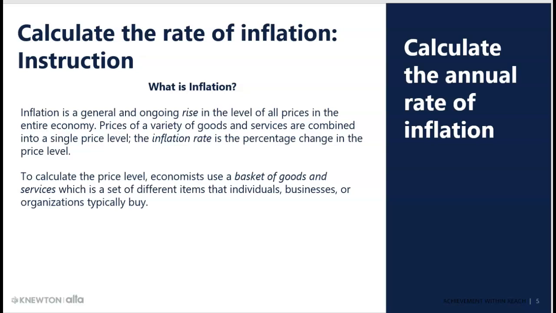So inflation is a general and ongoing rise in the level of all prices in the entire economy. So prices of a variety of goods and services are combined into a single price level, and the inflation rate is based on the percentage change of this bucket of variety of goods, or basket they call it. Economists use a basket of goods and services, things that individuals and businesses would typically buy. They're broken into categories, as we'll see, and they track the cost to have that same basket of goods bought today as compared to bought a year ago or a month ago or a quarter ago, depending on what data they want to look at.